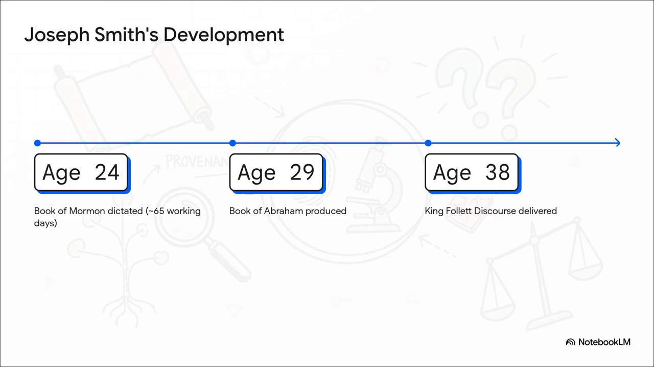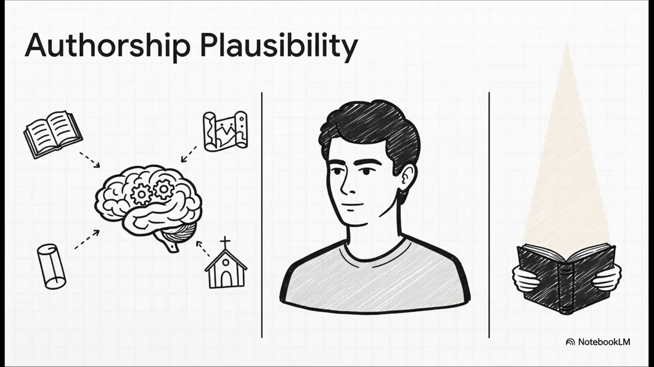Just 5 years later, at 29, he produces the Book of Abraham, and his most complex, expansive theological ideas, they come even later in his life. So this just tees up this huge question of plausibility. On one side, you have critics asking, could a 24-year-old with very little formal schooling really have written these massive, complex books all by himself?